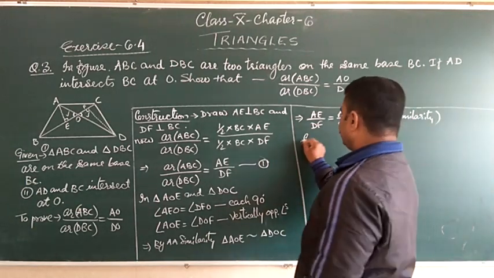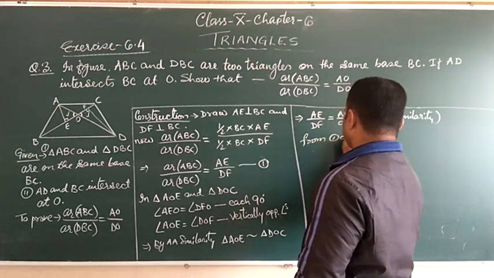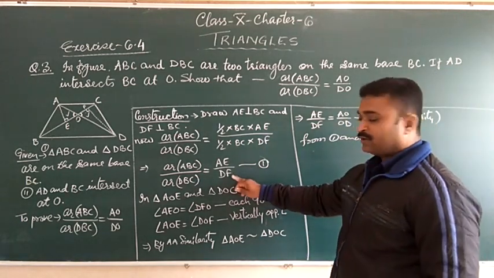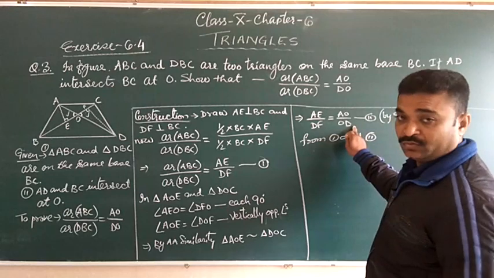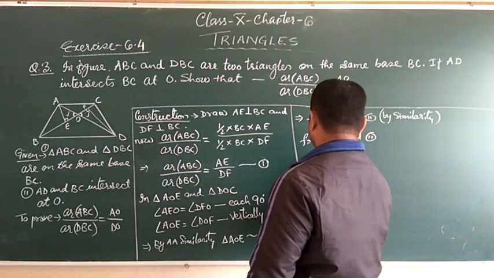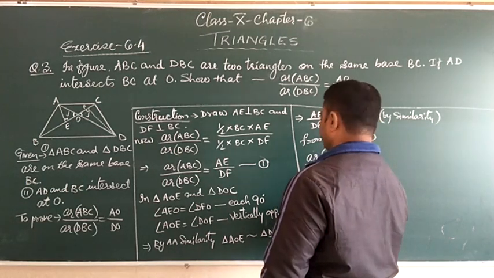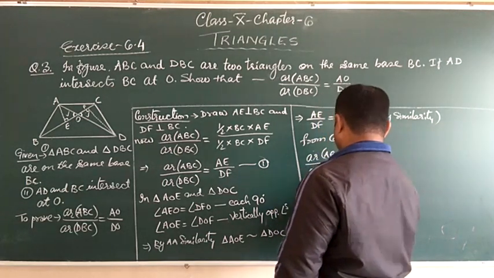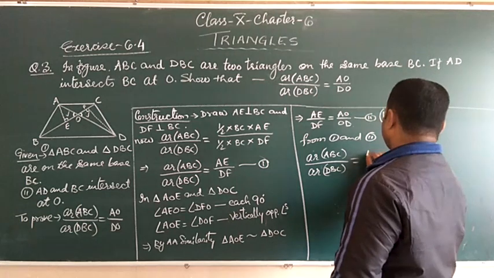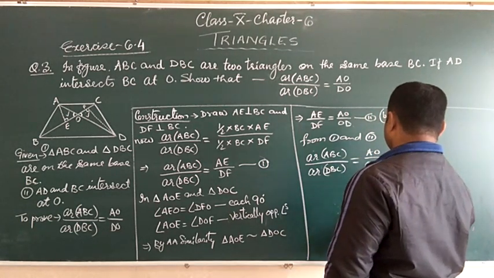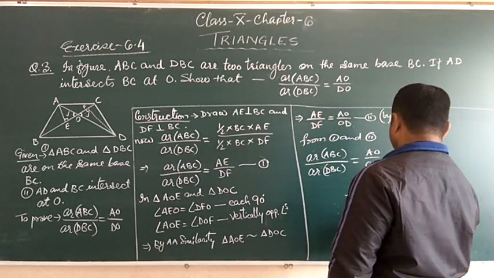Now from 1 and 2, in place of AE upon DF, we will write AO upon OD. So area of ABC upon area of DBC is equal to AO upon OD. Hence proved.